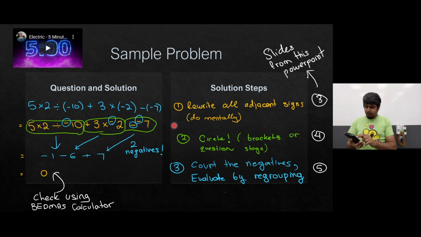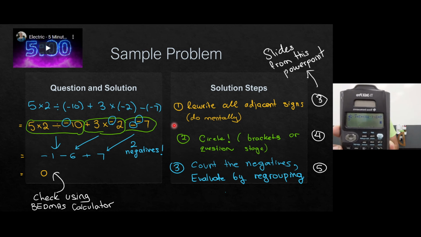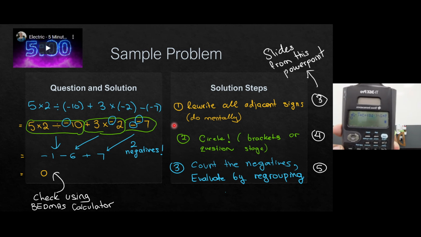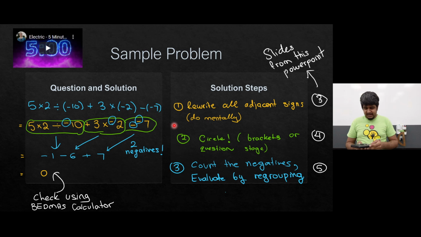Now, I actually did this before the session, so let me see if I can pull it up quickly, right? So I've plugged this equation into a calculator. Now, here it is. And you can see that I also got an answer of 0. There you go. Right? And of course, having a BEDMAS enabled calculator is a very good idea.